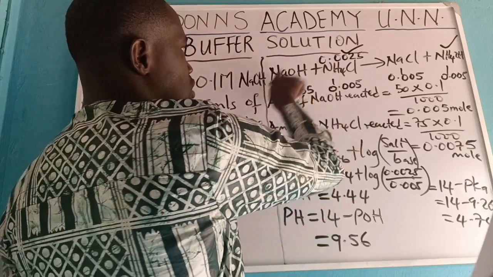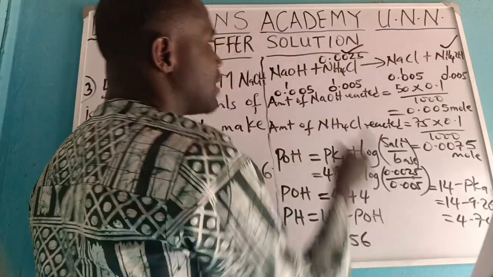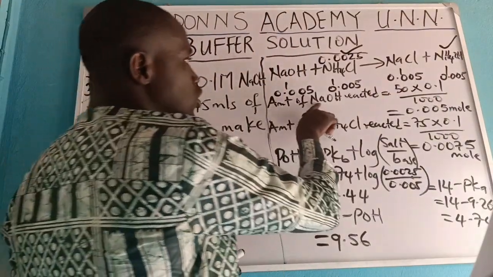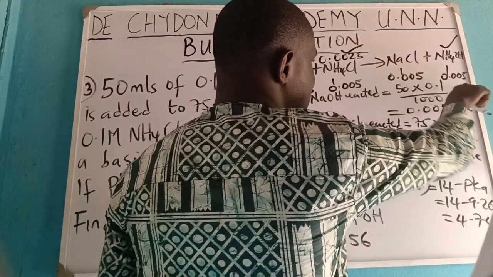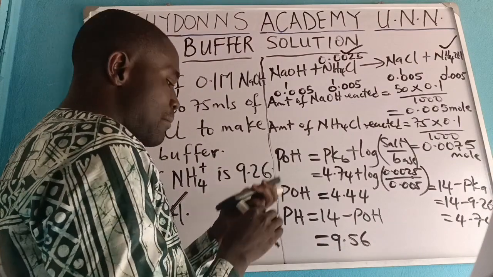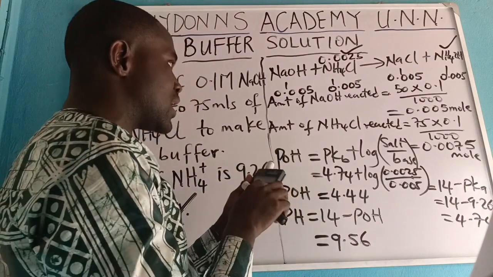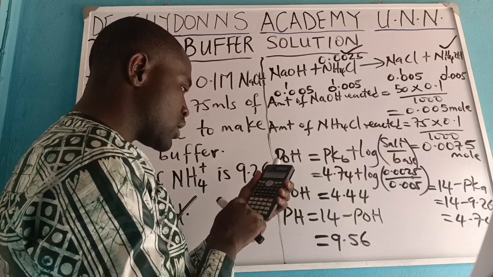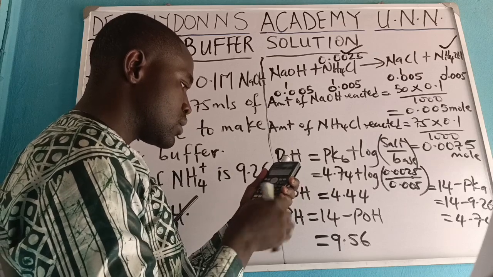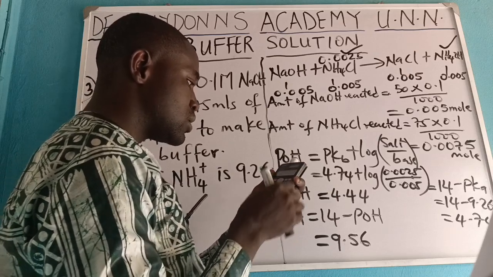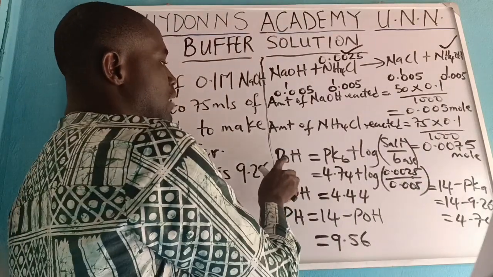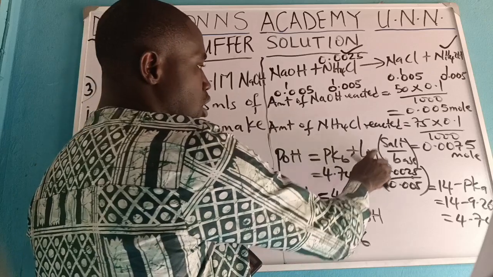That means once you check this and this, it will produce this and this by the decomposition method. Sodium will go with this, this will go with this. That means 1:1:1:1 in terms of their mole. So get the amount of sodium hydroxide reacted. You have this times this divided by this, 0.005 mole. Then get the amount of ammonium chloride reacted. You will be having 75 times 0.1 divided by 1000. You have 0.0075 mole.